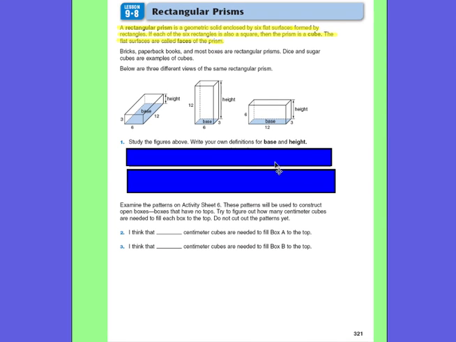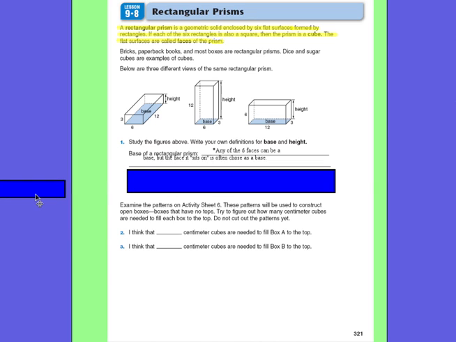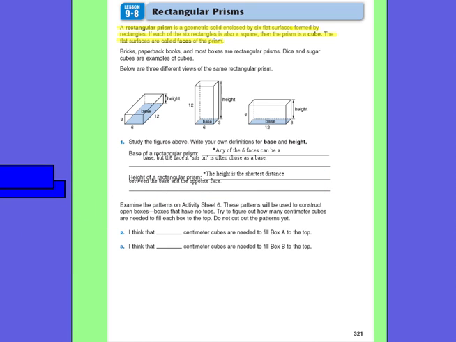Write your own definition of base and height. Well, any of the 6 faces can be a base, but the face it sits on is chosen as the base. And remember that the height is the shortest distance between the base and the opposite face.